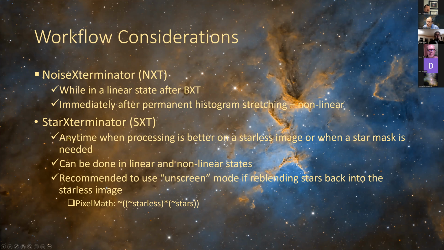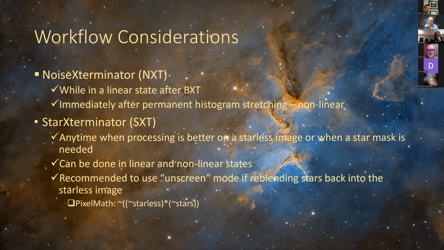And then the Star Exterminator, it can be used anytime when processing is better on a starless image or when a star mask is needed. It can be done in linear and nonlinear states. And it's recommended to use the unscreen mode if reblending stars back into the starless image. So you can use Star Exterminator. It separates the structure from the stars, gives you two images. You can set it to give you two images. And you could do processing on the image part that is without the stars.